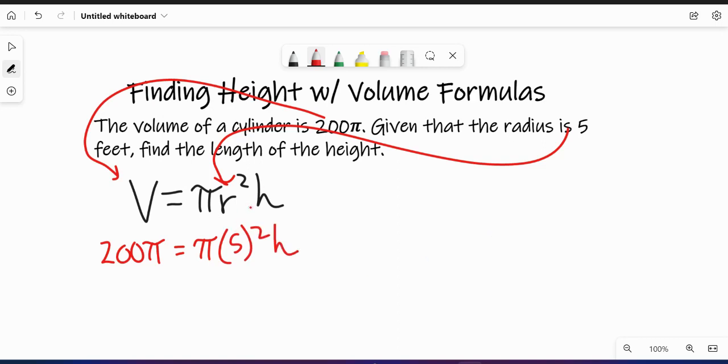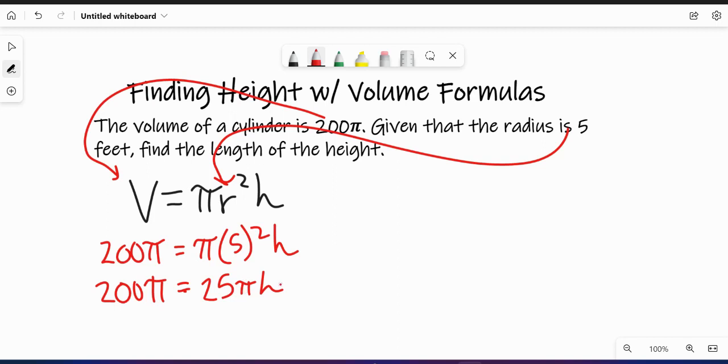Now, I know in my head what 5 squared is. 5 squared, in order to simplify this side, is just 25. So I have 200 pi equals 5 squared, so that's 25. I'm going to put that in front of pi h. I'm always going to put the number out in front, so this is going to go here, and I'll put the pi over here.